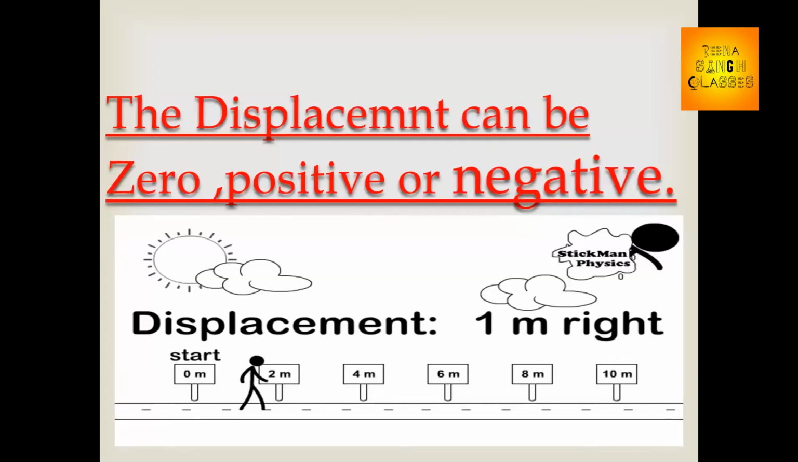In this example, this man starts from 0 meters, goes to 6 kilometers, and then returns back to 0. That means the start point and end point are the same. Start point and end point are coinciding. So in this case, the displacement is zero.